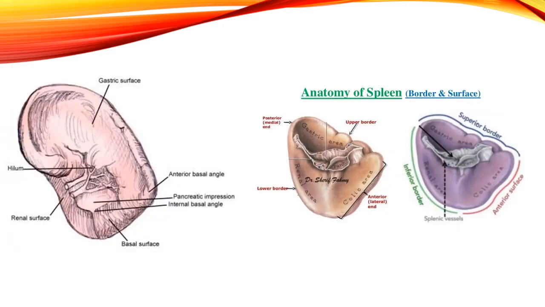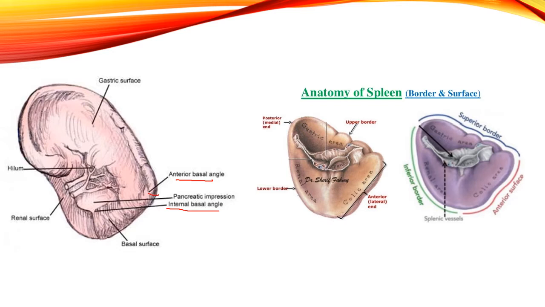Over here you can see that this is the visceral surface which has impressions for the different structures. This is the part where you can see the anterior basal angle, and this is the part where you can see the posterior basal angle, where the anterior or lateral end meets with the inferior border of the spleen.